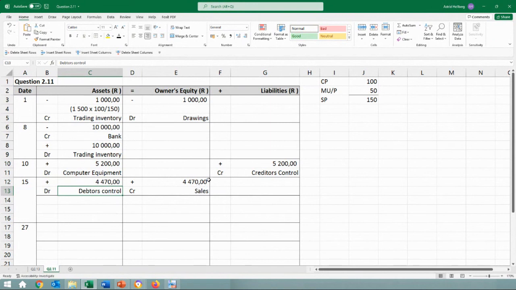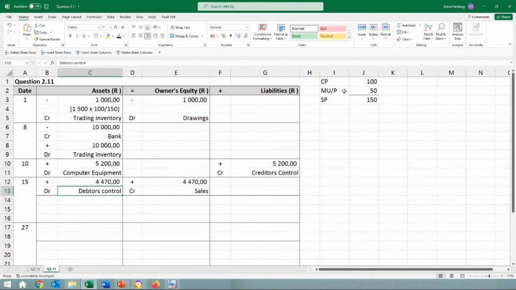Okay, now the cost of sales is based on this amount. Now remember, we always work it out on the amount excluding VAT. Because VAT was not considered here, we don't have to worry about the VAT component. So that means we take the 4,470. Let's go look at this table.